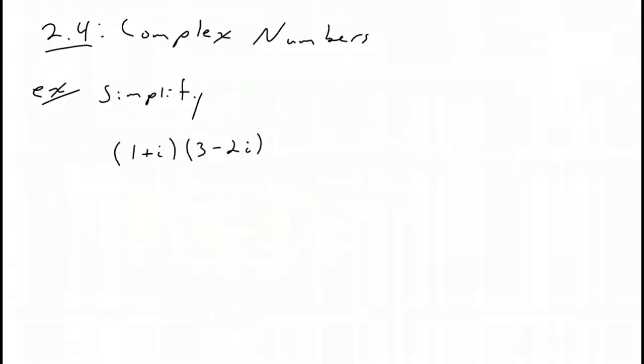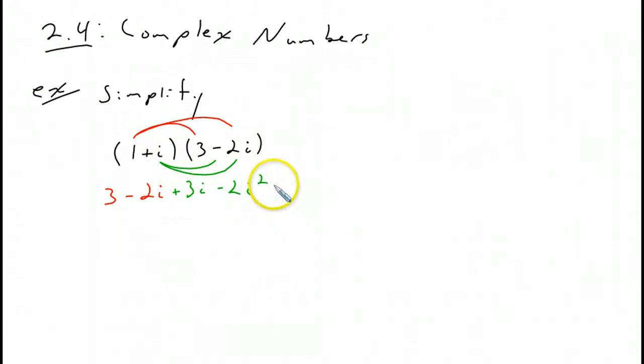You're also going to see problems like this where you need to simplify, but notice this is just straight up multiplication, so you're going to need to distribute the 1 to both terms. So when we do that, we'll have 1 times 3 is 3, 1 times negative 2i is minus 2i, and then distribute the i to both terms. So i times 3 is plus 3i. i times negative 2i is minus 2i squared. And here's where I said the rules were very important, because this i squared, don't forget, that's negative 1.